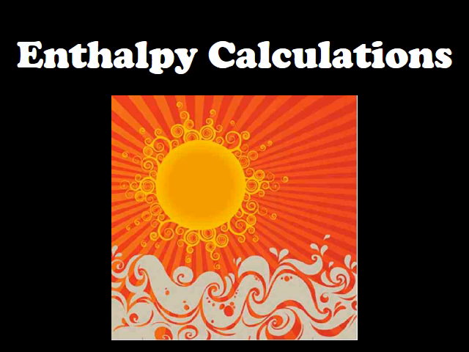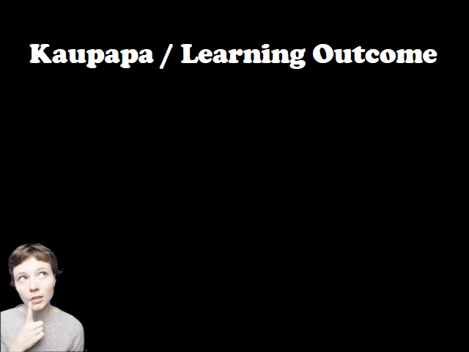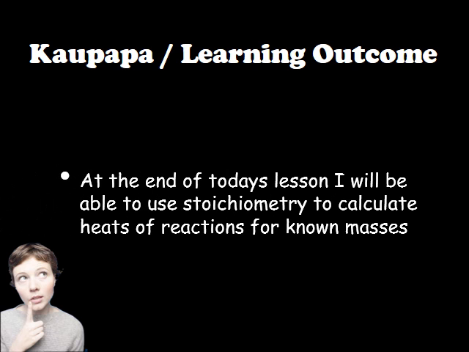So our next lesson will be on enthalpy calculations. So we've worked out whether it's going to be an endothermic or exothermic process, but how do we work out the amount of heat energy that's going to be released or absorbed? Okay, so the learning outcome for today is that by the end of today's lesson you should be able to use stoichiometry to calculate the heats of a reaction for known masses.